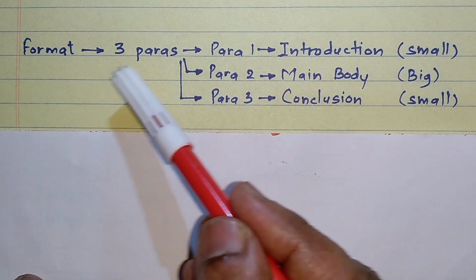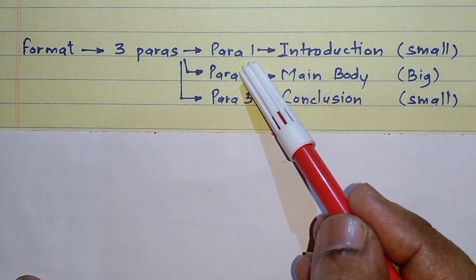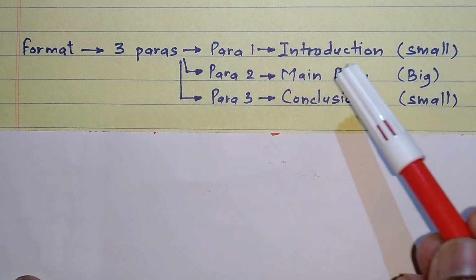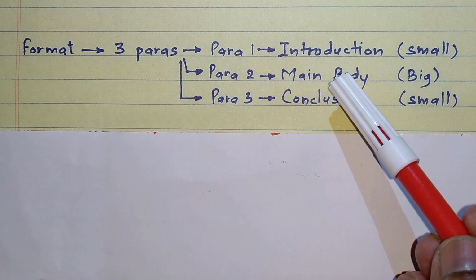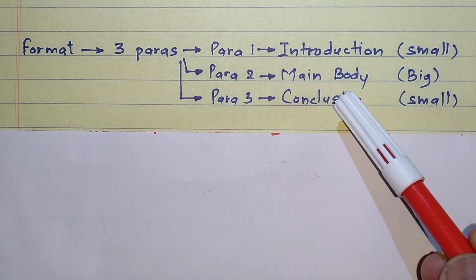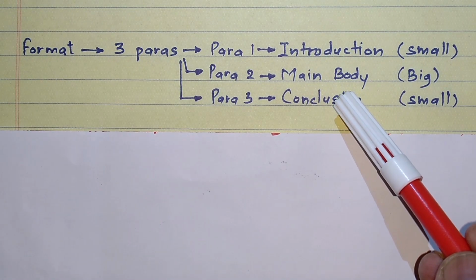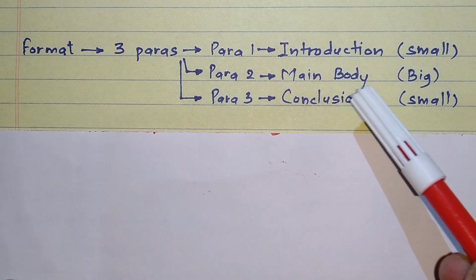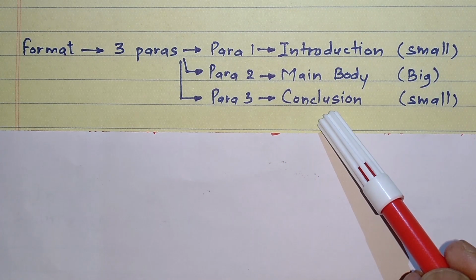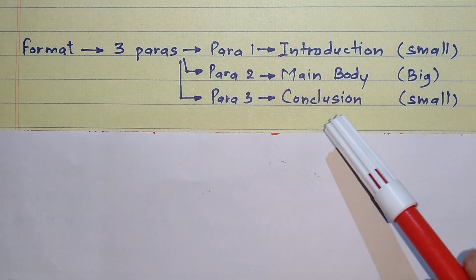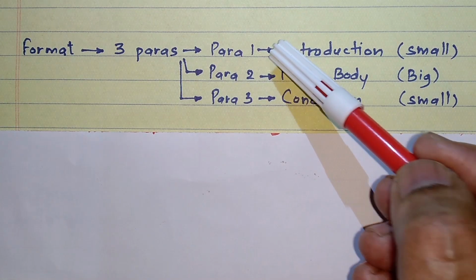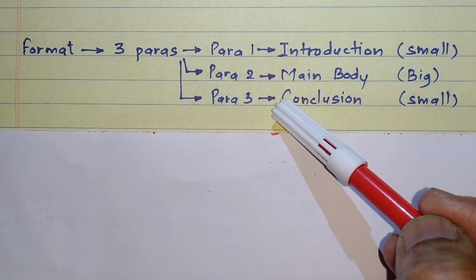We divide speech writing into 3 paragraphs. Paragraph 1 is introduction. That is the introductory paragraph. It's a small paragraph. In this paragraph, we introduce the speech writing topic. Paragraph 2 is the main body or the main content, where we discuss or describe the entire topic in details. So therefore, it's a big paragraph. Paragraph 3 is the conclusion or the concluding paragraph, where we conclude the speech writing, and therefore it's a small paragraph. Now let us understand each and every paragraph in greater details.